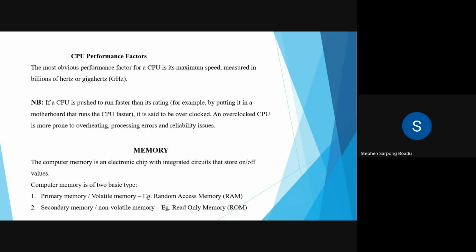Okay. So then we move on to the computer memory. The computer memory is an electronic chip with integrated circuits that store on or off values. Computer memory is basically a place where we store data and instructions electronically using on or off values. I think last week Doc mentioned that 1 represents on and 0 represents off. So that means it stores data in zeros and ones, right? That is what the computer memory does.